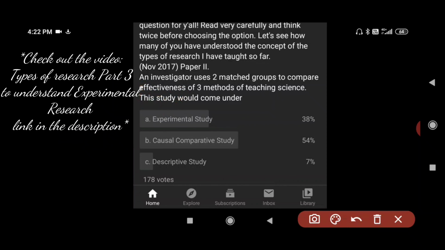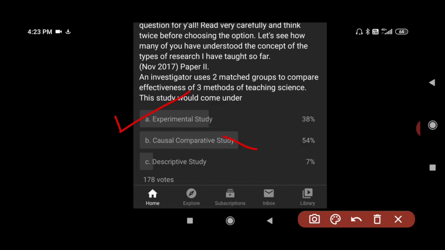This question is an example of experimental study because it is obvious from the question that the investigator is experimenting with teaching methods. He has control over the whole experiment. And if you remember, there is nothing called experimentation in causal comparative study or ex post facto research. Our correct answer is experimental study, not causal comparative.